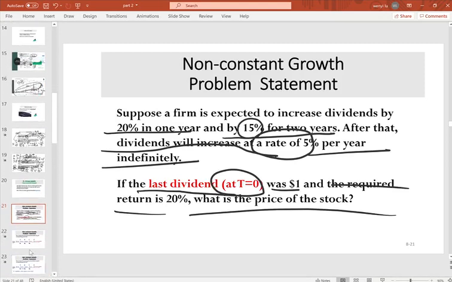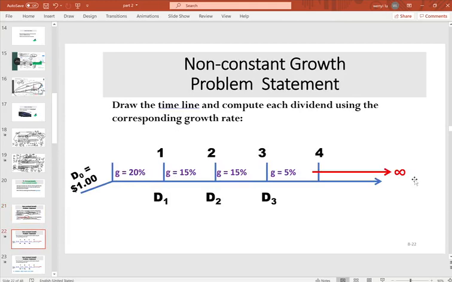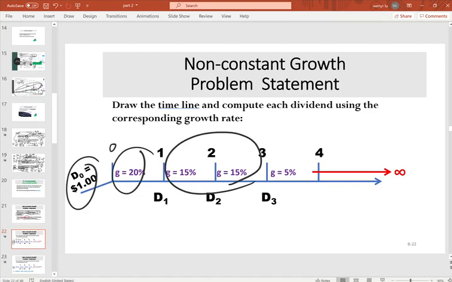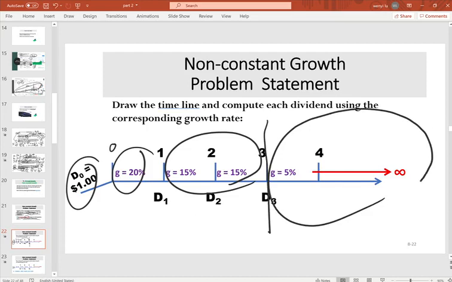First we can label our numbers into our cash flow diagram. You receive a $1 dividend at time 0, and these dividends will increase by 20% in the first year, 15% for the next 2 years. Then starting from the third year, dividends will grow at the same rate forever. So we have 3 stages. This is stage 1, where the growth rate of dividends is 20%. This is stage 2, and this is stage 3.